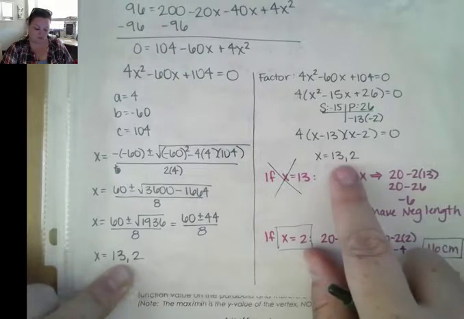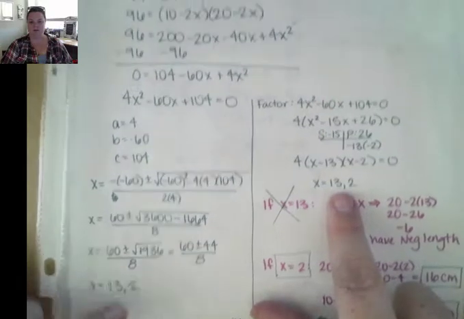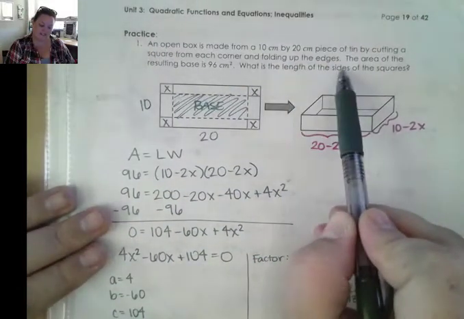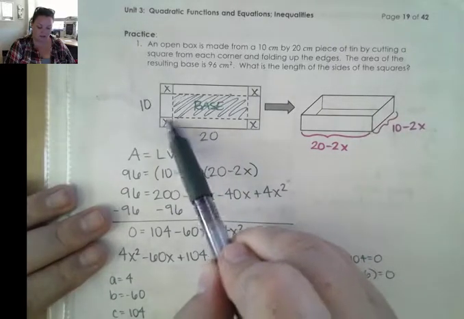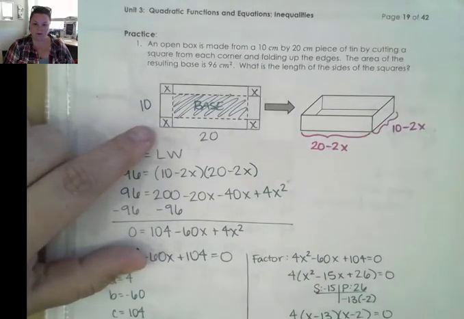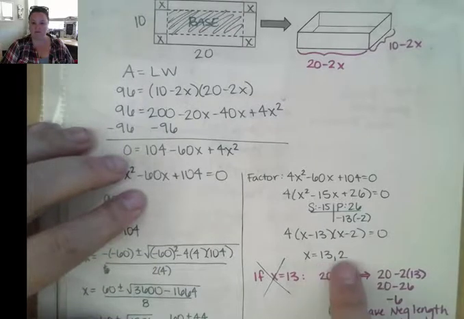Okay, so once we have those two answers, we have to see which one makes sense. So I'm going to go back up for just a second. Remember, it was asking, what is the length of the sides of the squares, meaning these little squares that we're cutting out. So we're trying to figure out what is that little X distance. The two answers that we got down below are that it's either 13 or it's 2.